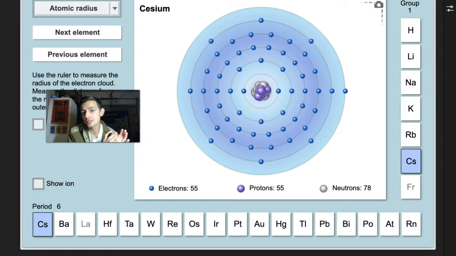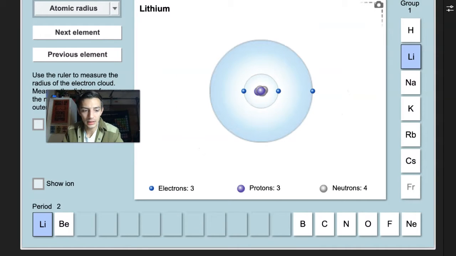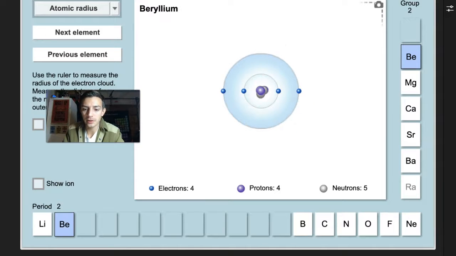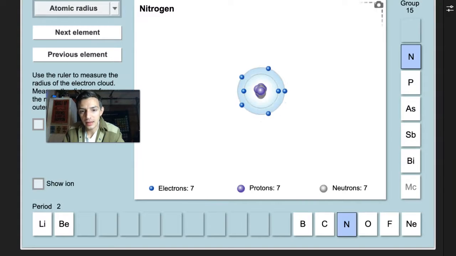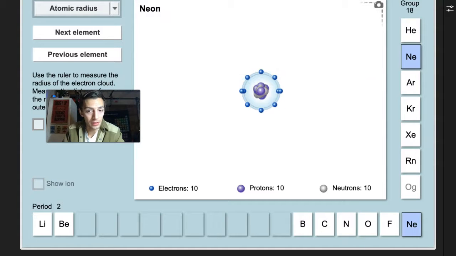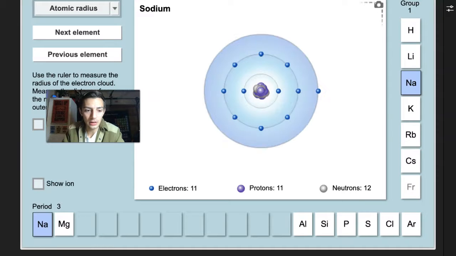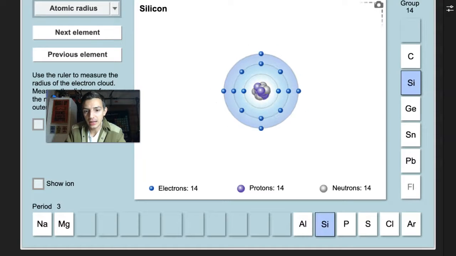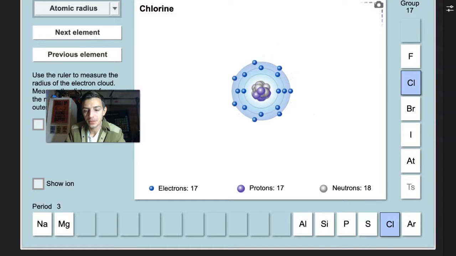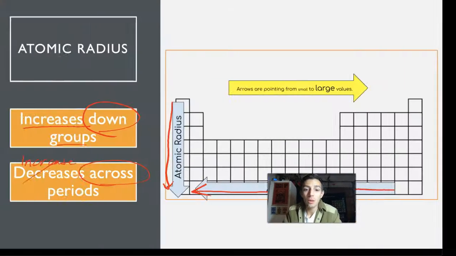As I go from left to right, I'll notice as I go across a period, let me grab one that has more elements, period 2. As I go across the period, I find that the elements get smaller in size. Now I'm going to go down a group and show it again. As I go across period 3, from left to right, the elements again shrink in size. Okay, so the question is, why does this happen?